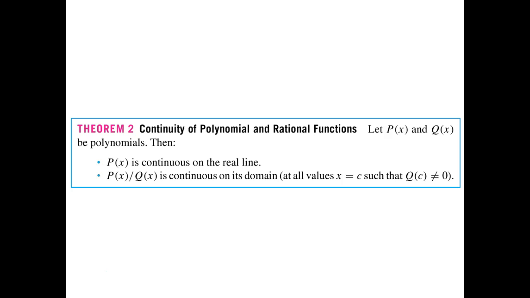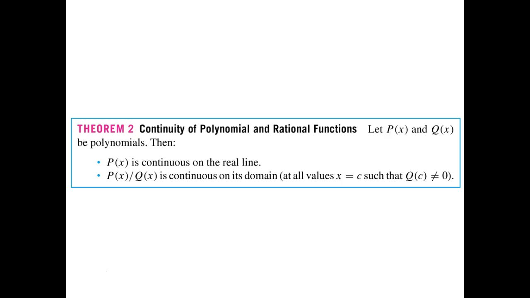But if you do have a value where Q of x equals 0, x equals some value c such that Q of c is equal to 0, then it's not continuous there. In fact, it's not even defined there. Okay. Now, they do a little bit of a proof on that one as well. And I'll let you take a look at that.